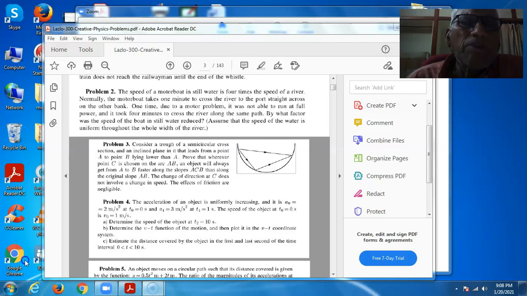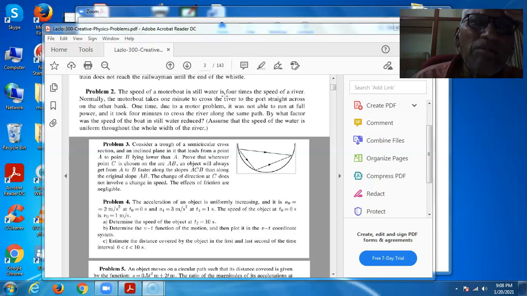In this video I present the solution for problem number 2 of the 300 creative problems in physics. The problem is: the speed of a motorboat in still water is 4 times the speed of a river. Normally the motorboat takes 1 minute to cross the river to the port straight across on the other bank.